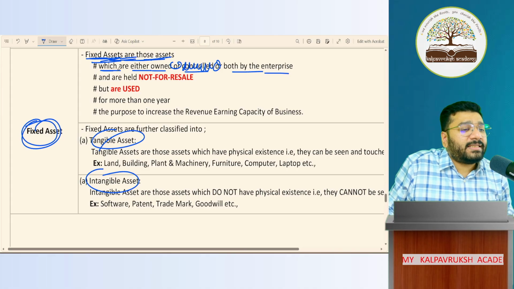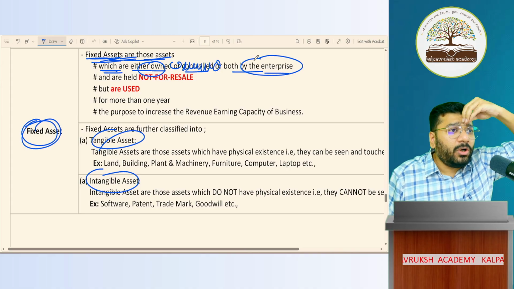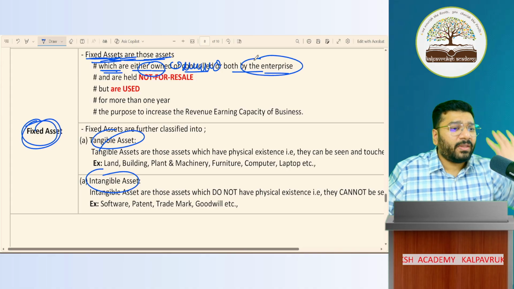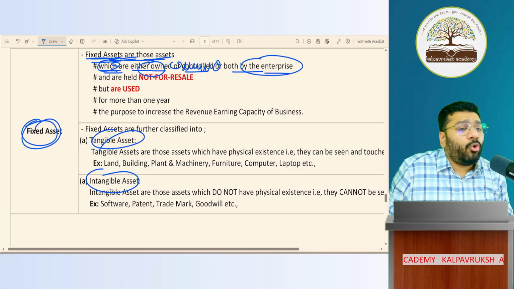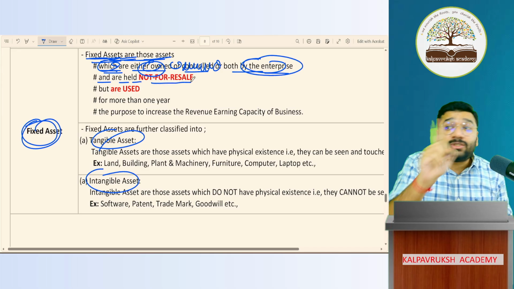Fixed assets are those assets which are owned by the enterprise. Got it? Not got it? Okay. Fixed assets are those which are owned by the enterprise and are held not for resale. It is not for resale.